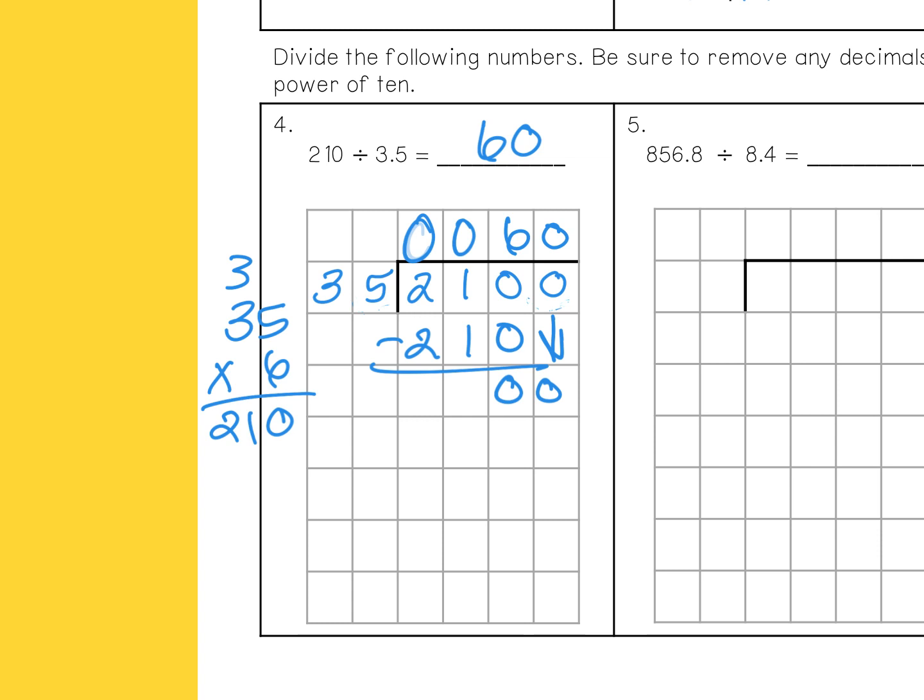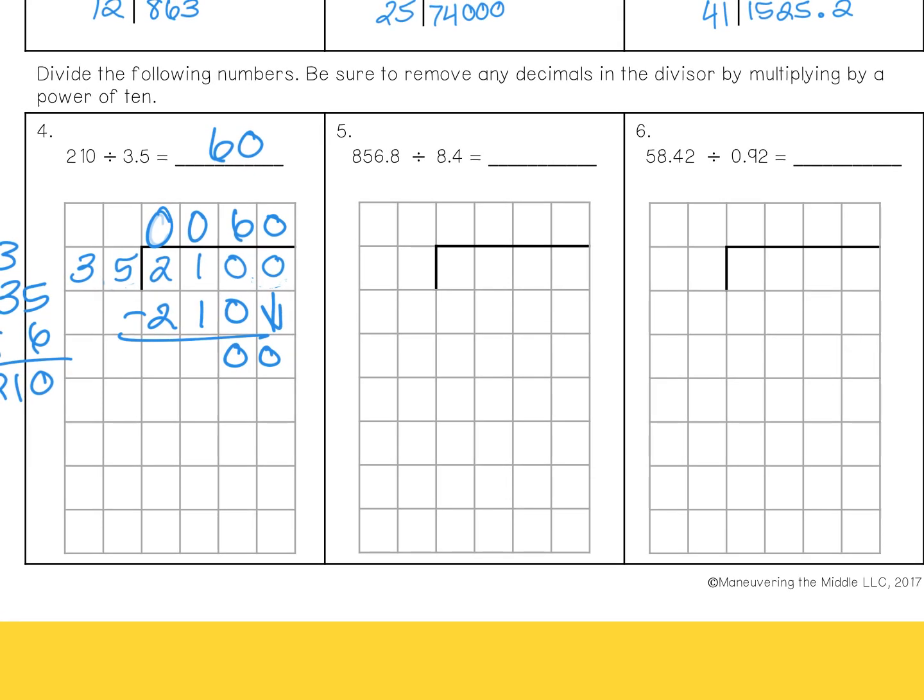So if I took 210 and divided it by 3.5, my answer would be 60, because I would have to first multiply 3.5 by a power of 10, making it 35. And I would also have to multiply 210 by a power of 10, making it 2,100. Okay? I'm going to do one more with y'all.